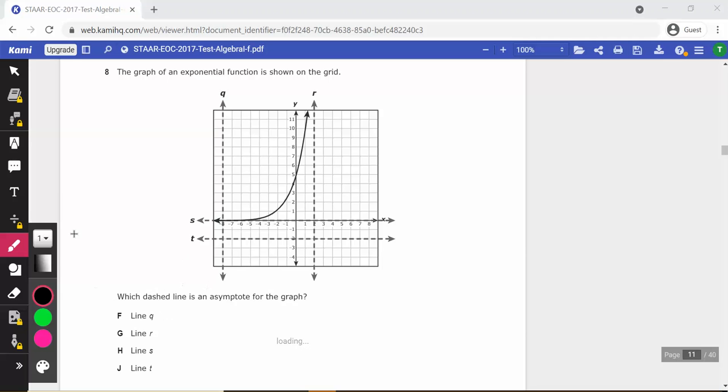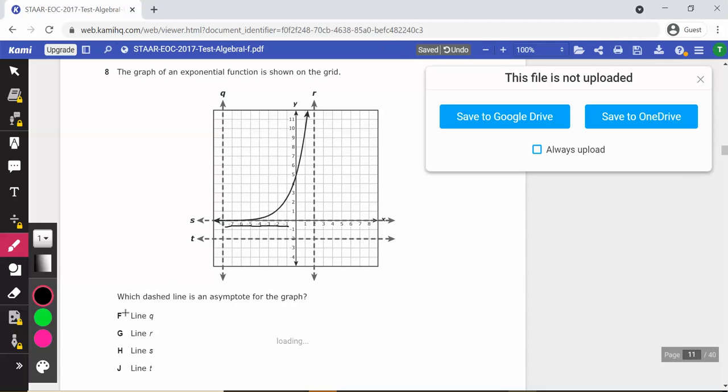So, number 8 says the graph of the exponential function is shown on the grid. Which dashed line is an asymptote for the graph? So we know our asymptote is the line that barely touches the graph, right? We can see that our asymptote for this graph is S because it barely touches over here. So we know our answer is H.